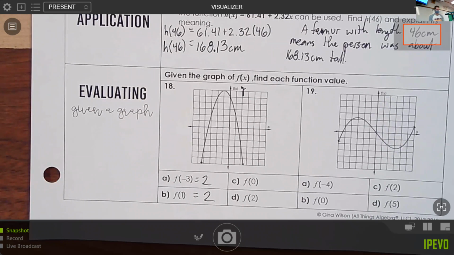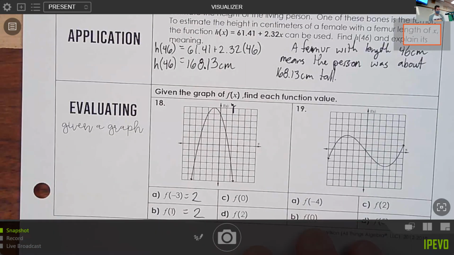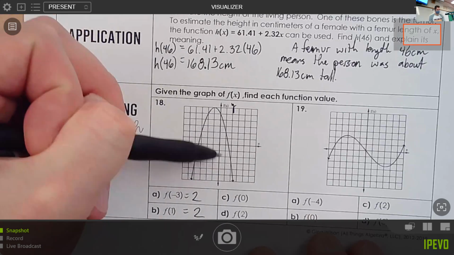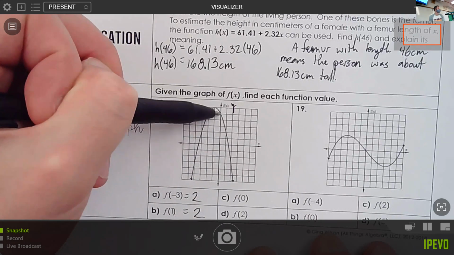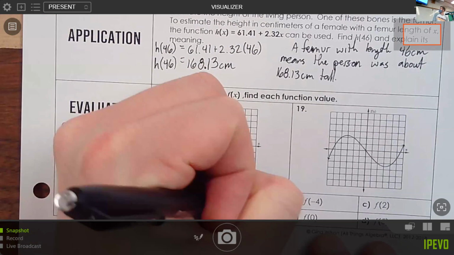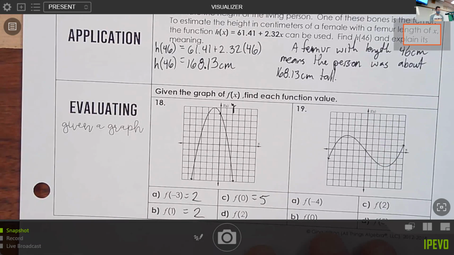Next one is F of 0. So we're not going left or right at all. We're just going straight up on the y-axis. How far up do you have to go to get to the curve? 1, 2, 3, 4, 5. So F of 0 equals 5. So that means we have the point -3, 2. We have the point 1, 2. Then 0, 5.